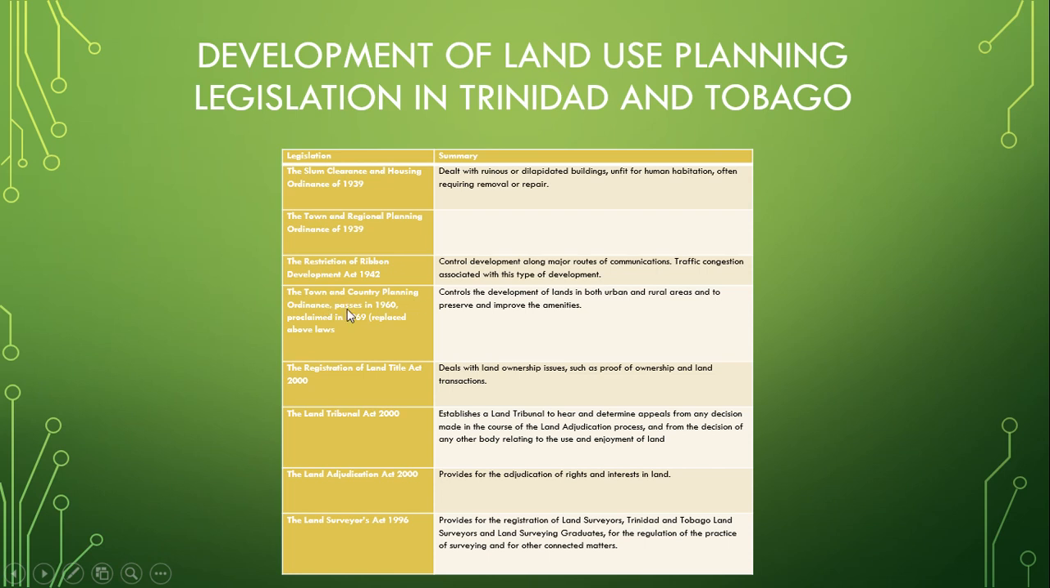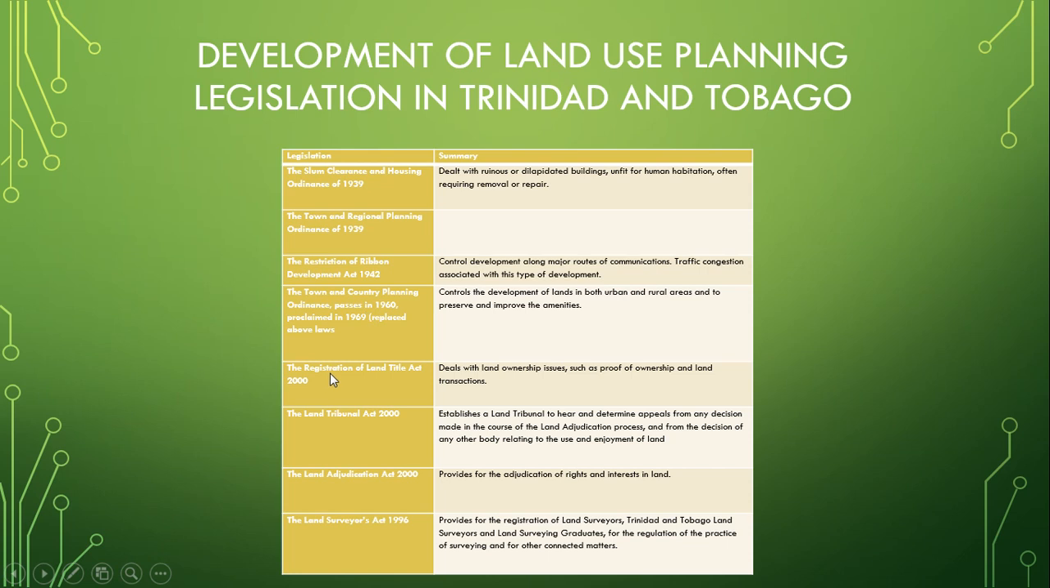So I just want to highlight for you, hopefully you can see my cursor, there is a Town and Country Planning Ordinance of 1960, proclaimed in 1969. This is a major piece of legislation that governs the development of lands in both rural and urban areas of Trinidad and Tobago, and also to improve and preserve amenities. So it's important that you understand that when we talk about development of land, we are not only talking about putting up buildings. Any kind of development or any kind of activity that can change the face of the land would be considered development. And the Town and Country Planning Act addresses this.